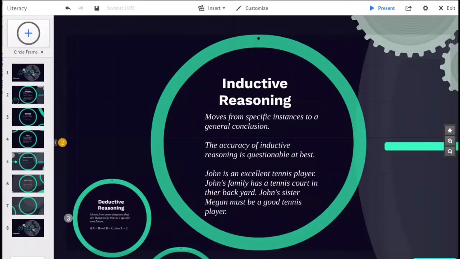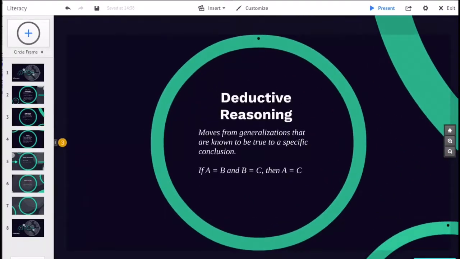Another example, basically the same kind of thing. All cars in this town drive on the right side of the street. Therefore, all cars in all towns drive on the right side of the street. Again, we're making a big jump. We don't know that to be true. Might be true, but we don't know that to be true.